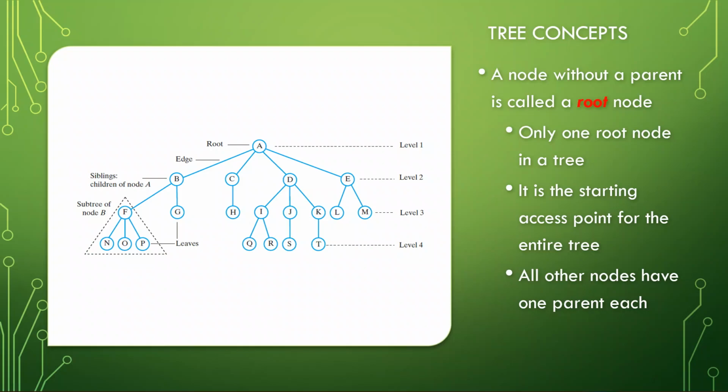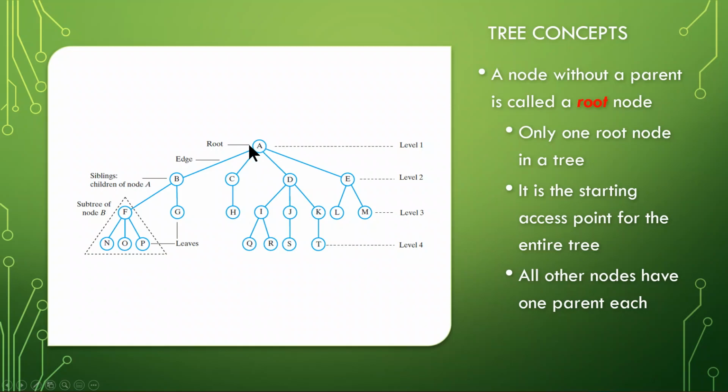A node without a parent is called a root node, and there's only one root node in the entire tree. It is the starting point to access the entire tree, and all other nodes have one parent going above them. So this one node we see here at the top is the parent for B, C, D, and E, and this is your root node. You can think of this as equivalent to your actual start node for the list. So we're still going to have moving references that move through this link structure, but the way that they will enter is by working with the root.